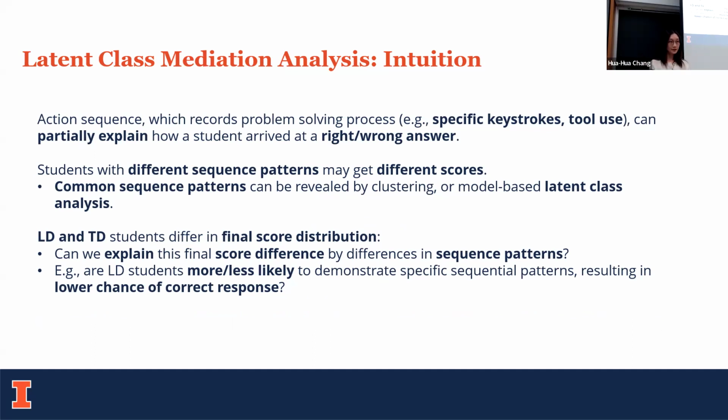Students with different sequence patterns, like different constructor responses or tool usage, are expected to get different scores sometimes, right? And there might be common sequence patterns that can be revealed by clustering or model-based methods like latent class analysis that summarize these common types of patterns. We know that the LD and TD students differ in their final scores. Our question is, can we try to explain this final score difference by differences in their sequence pattern distribution? For example, maybe LD students are more or less likely to demonstrate specific sequential patterns, like specific constructor responses, and that's why they had a lower chance of correct response.